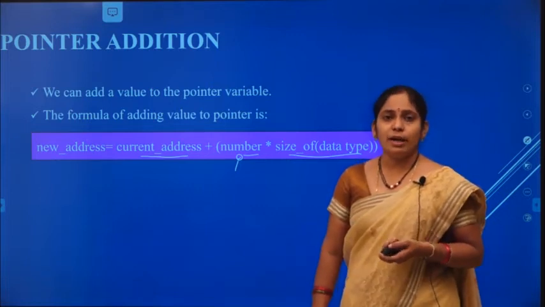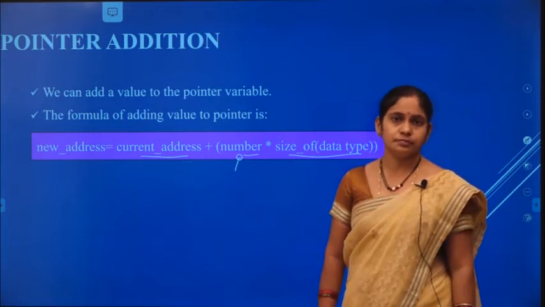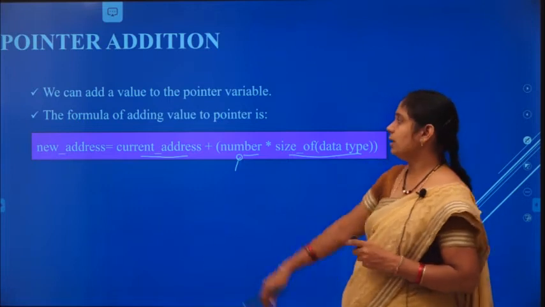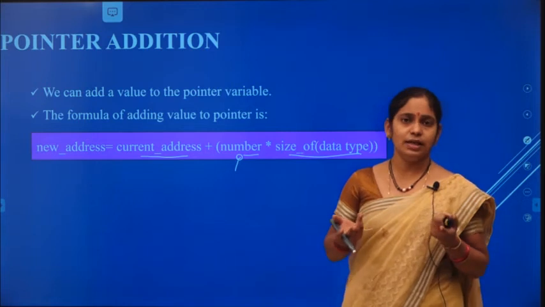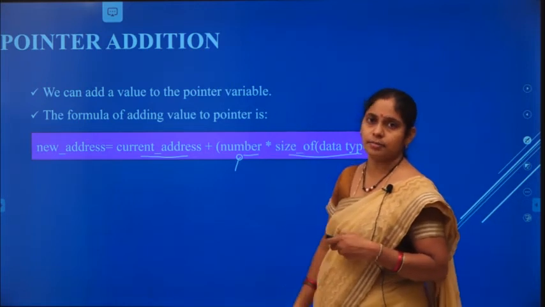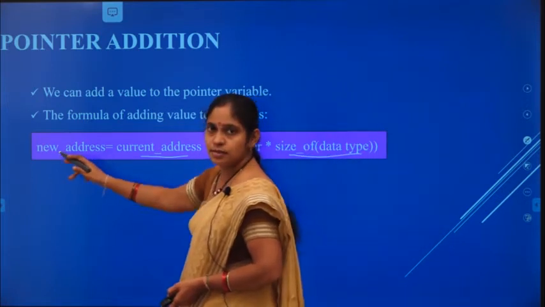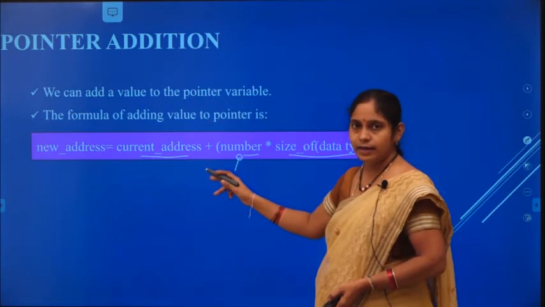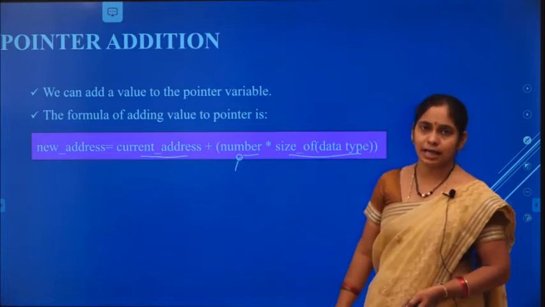In a simple increment operation, by default it will be incremented by 1 only. Clear? But in addition, as many times as you want, those many times we can increment it. That is nothing but pointer addition. This is the syntax of it: new address equals present address or current address plus number into size of the data type.